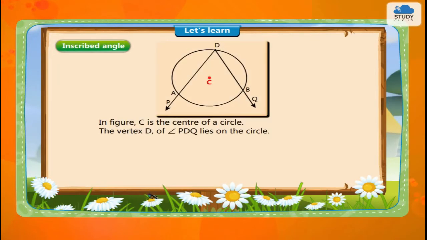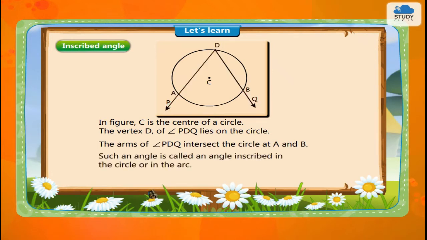Let's learn. Inscribed angle. In the figure, C is the center of a circle. The vertex D of angle PDQ lies on the circle. The arms of angle PDQ intersect the circle at A and B. Such an angle is called an angle inscribed in the circle or in the arc. In the figure, angle ADB is inscribed in the arc ADB.